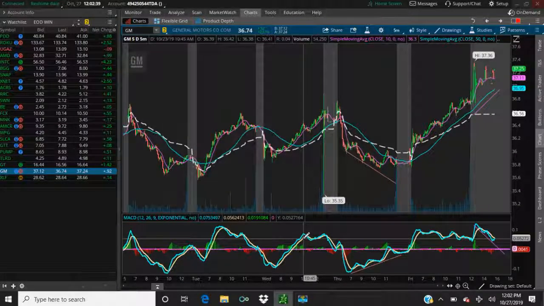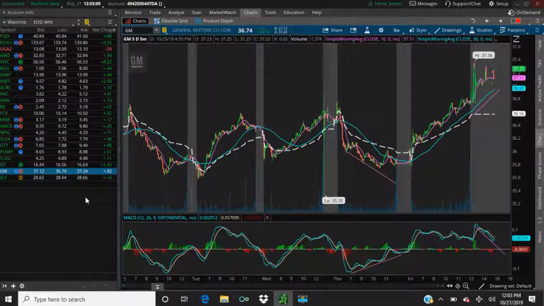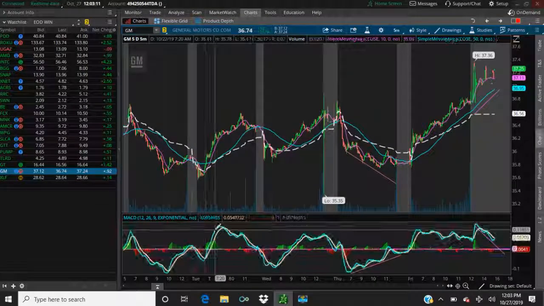The signal line crossover provides better timing for entries and exits than the zero line crossover. I actually prefer the signal line crossover instead of the zero line crossover, as do most traders. And simply put, a buy signal is when the MACD crosses above the signal line, and a sell signal is when the MACD crosses below the signal line. So I will show you an example right here.